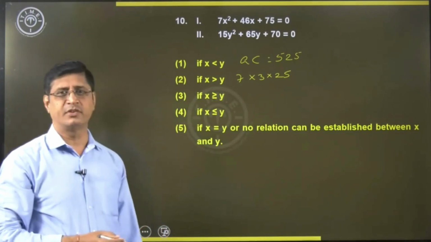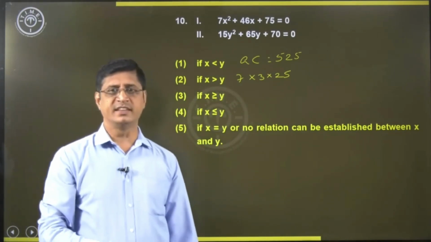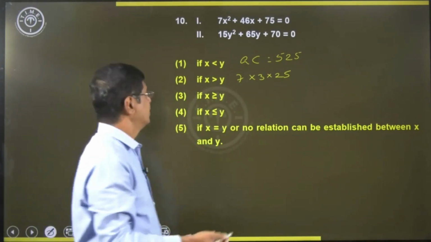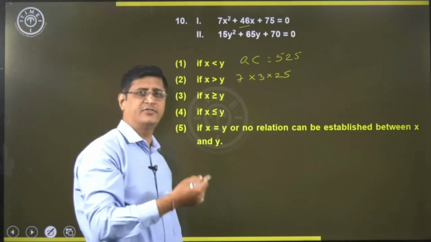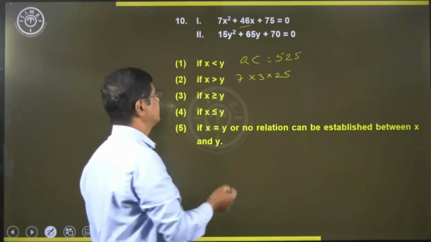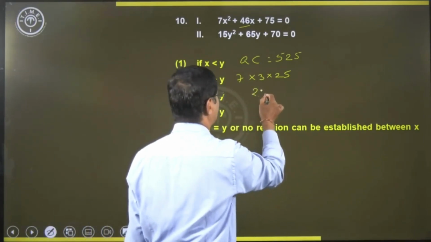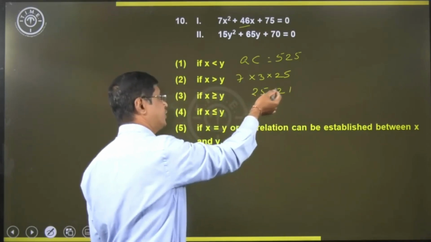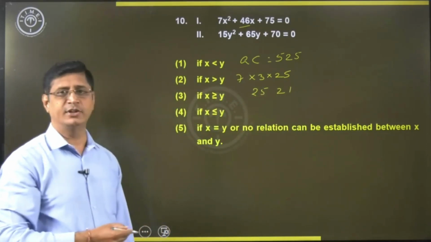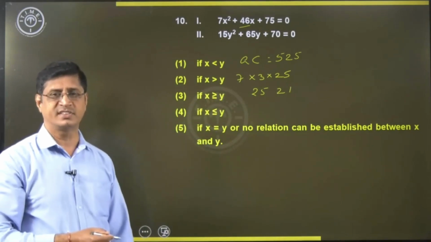Just by expressing 75 as a product of two numbers, that is 3 and 25, here I can easily find out the factors. I can easily find out the middle term. What is the middle term? It is 25 and 21. So positive 25, positive 21. By adding these two, we get the middle term, that is 46.